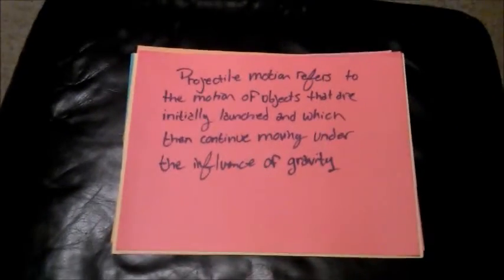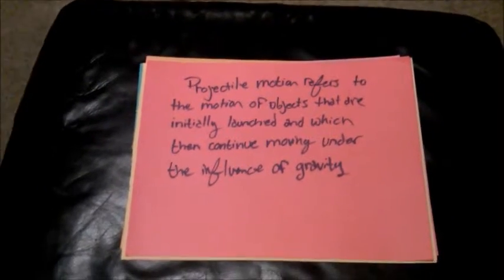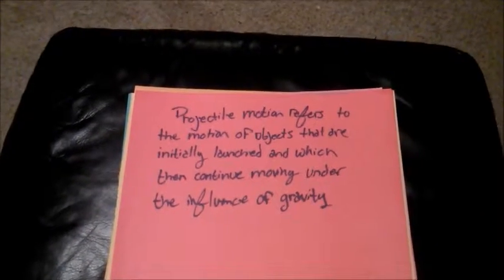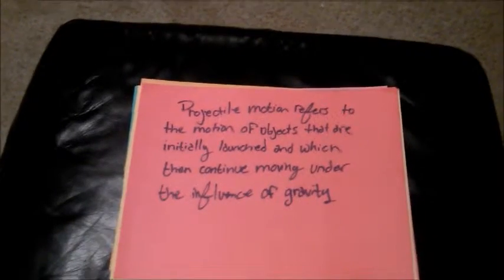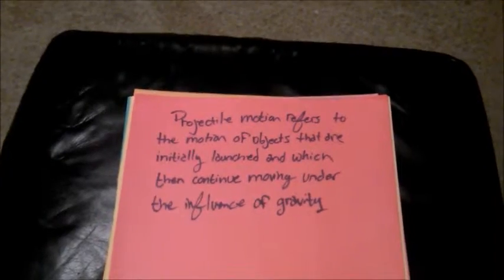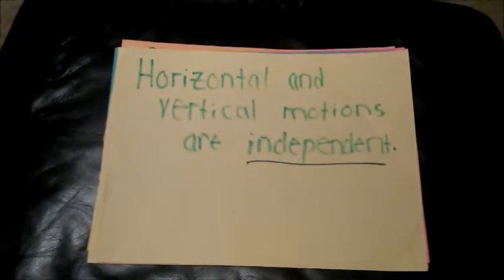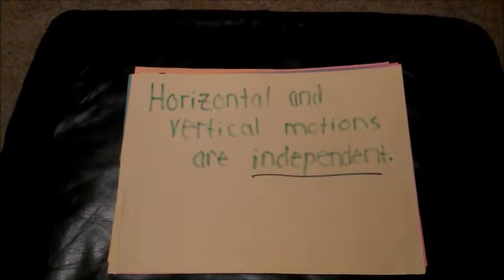Now to the second part of this lesson, projectile motion, which basically means that when an object is launched off of a height horizontally, the force of gravity will pull it down to the ground in a curved-like motion, a parabola-like motion. Horizontal and vertical motions are independent, meaning that they do not rely on each other.